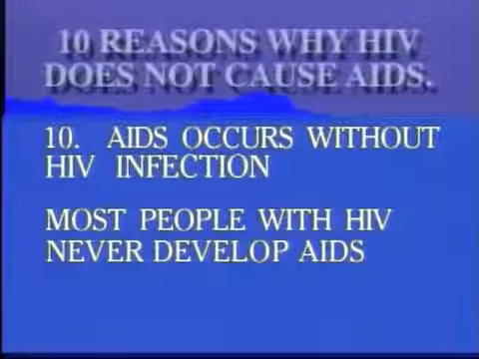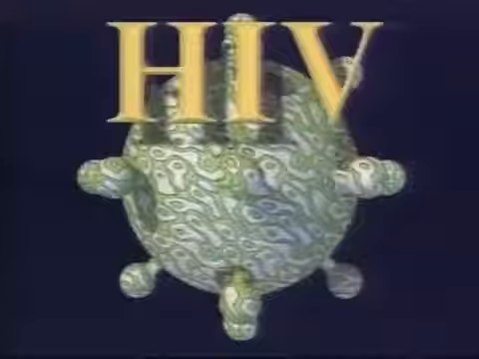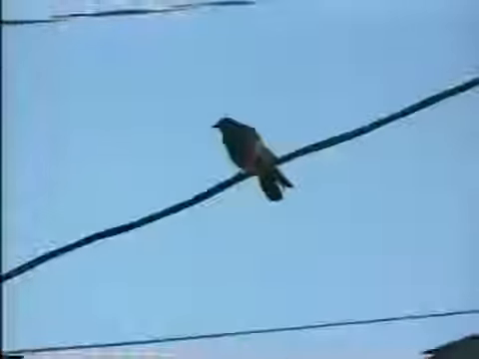Finally, reason number 10. AIDS occurs without HIV infection, and most people with HIV never develop AIDS. The evidence in support of the HIV hypothesis is based solely on correlation. Because the virus is often found in most AIDS patients, we have assumed HIV is causing AIDS. But the logic of that assumption is flawed because correlation does not prove causation. For example, the presence of HIV in AIDS patients is no more proof of the cause than the presence of birds on power lines prove that the birds cause power failures.